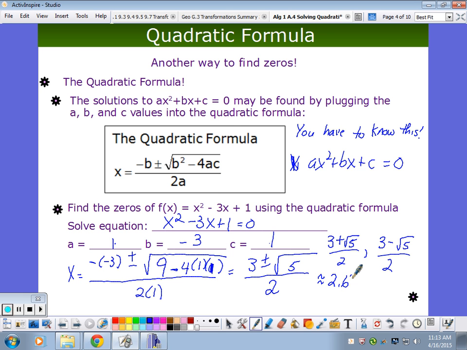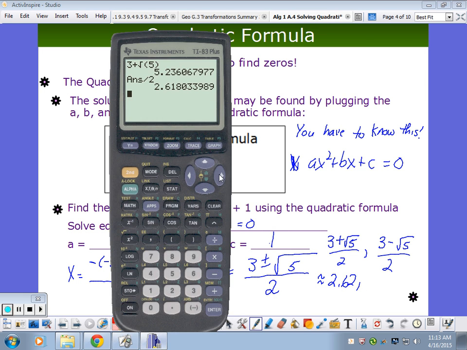Did I do it wrong? No, you didn't. But you have to divide by 2. You didn't do divide by 2, okay. Look what I'm doing up here. Did you get the same thing? I got that. 3 plus square root. Now you do the other one.